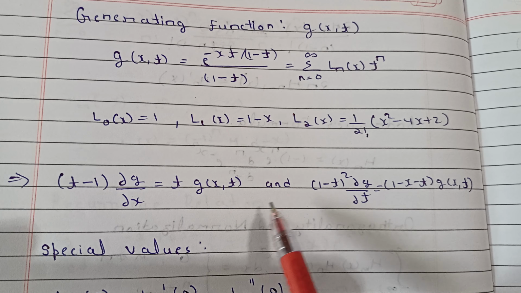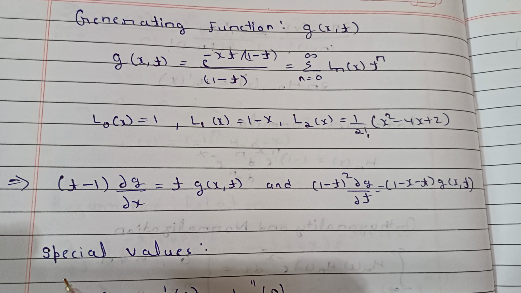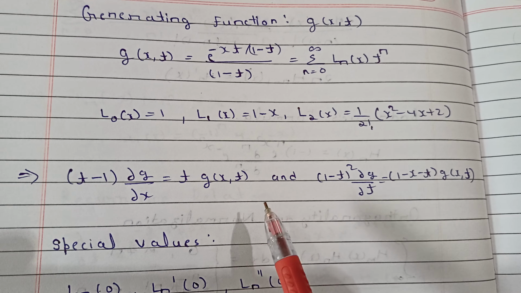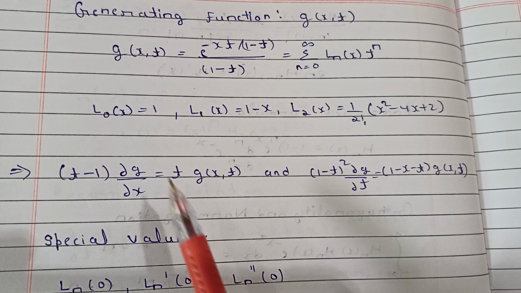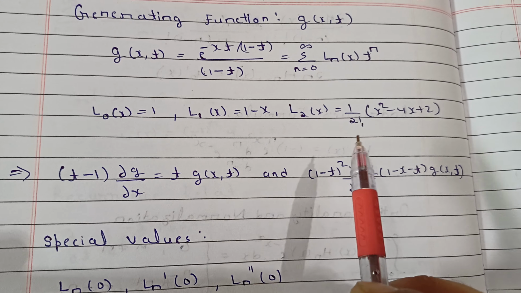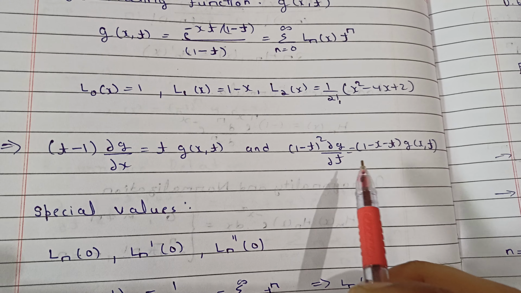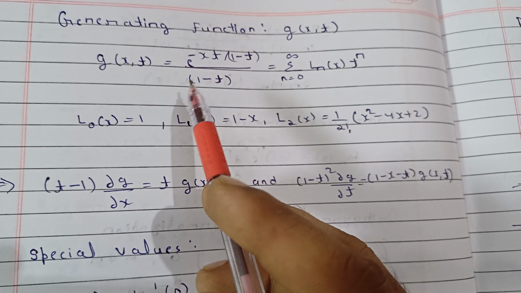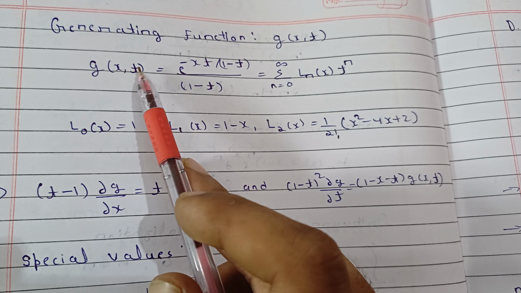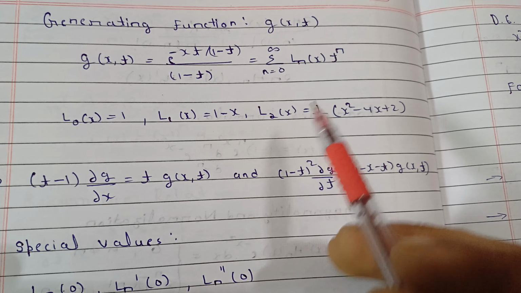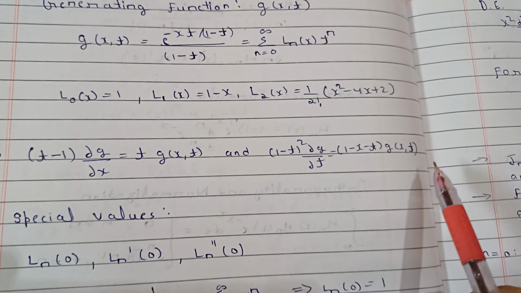I'm not going into detail to prove them, because we did the same thing for the Hermite and the Legendre. So you can get the same results, and there are not many questions asked from here, so I'm just leaving that for you. So just remember these two relations, they are important. That's how you get them from here. You can directly differentiate with respect to x, you will get this relation, and with respect to t, it will give you this relation.